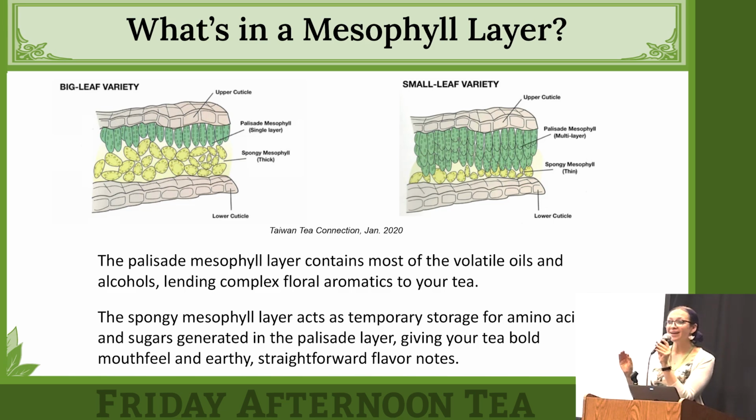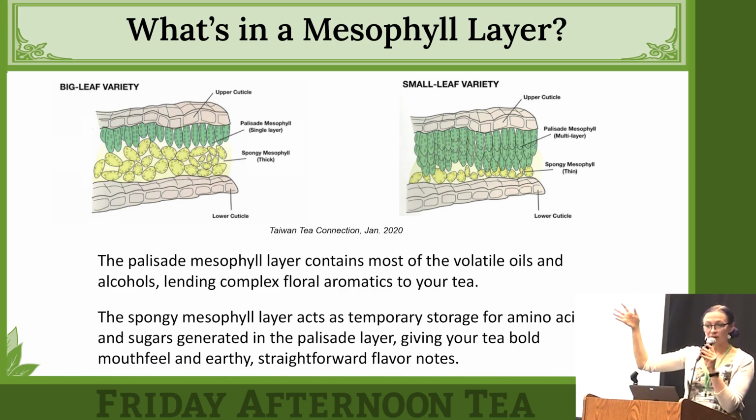So if the stomata and the vascular bundles are the chefs, the mesophyll is the kitchen. You know what I'm saying? Okay. So the palisade is where we're able to adapt all of the things that we're photosynthesizing, the light, the air, the water, all the goodies, into the hormones and the volatiles that we need.